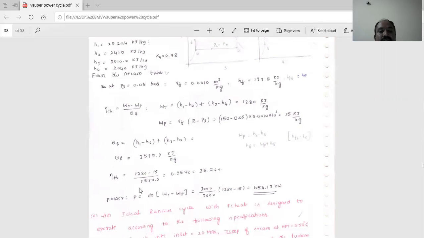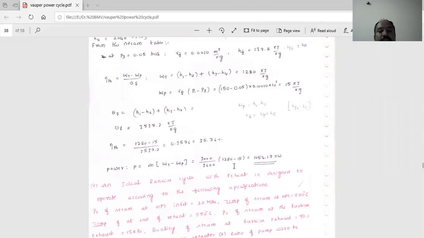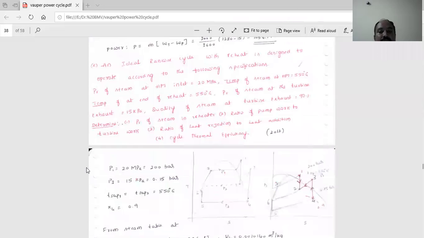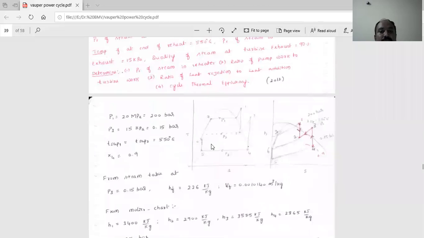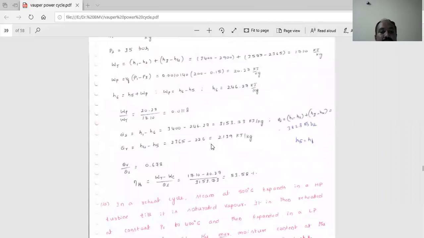Then thermal efficiency is equal to 1280 minus 15 divided by 3537.2. It becomes 35.76. Power is equal to M into WT minus WP. It becomes 1054.17 kilowatt. Okay, this is a simple problem on reheat cycle. This is also very similar to the problem I discussed earlier. The same problem will be existing here also.